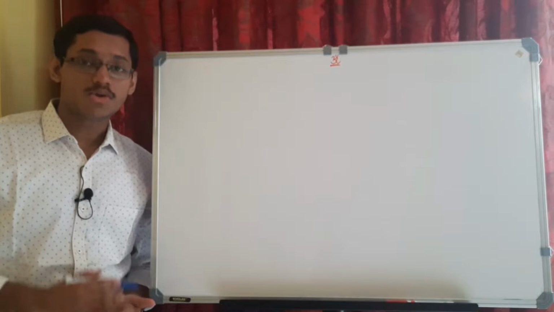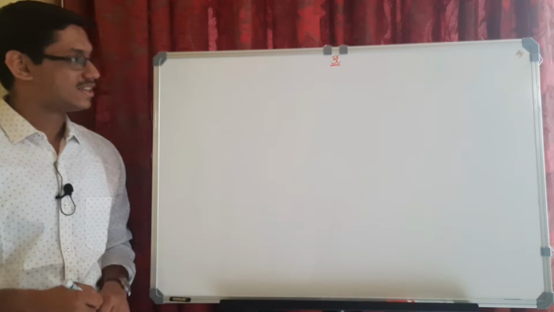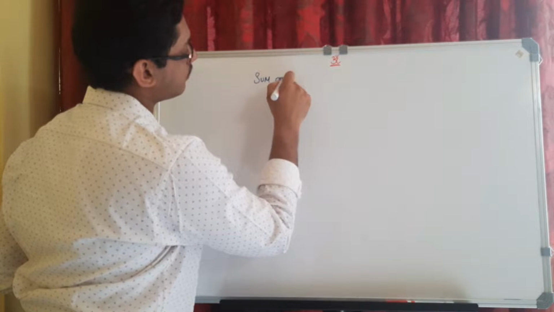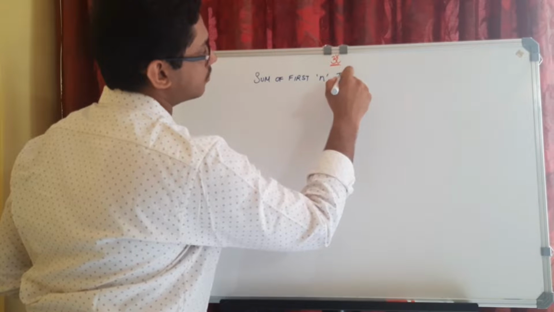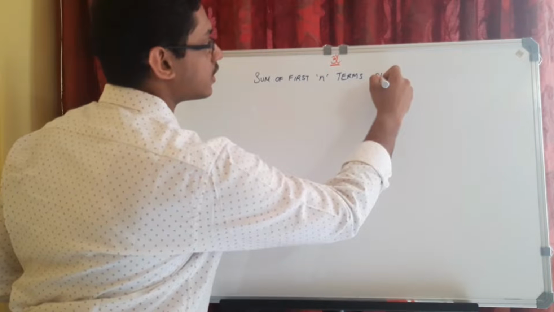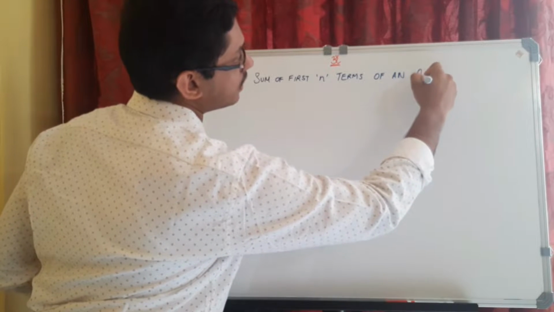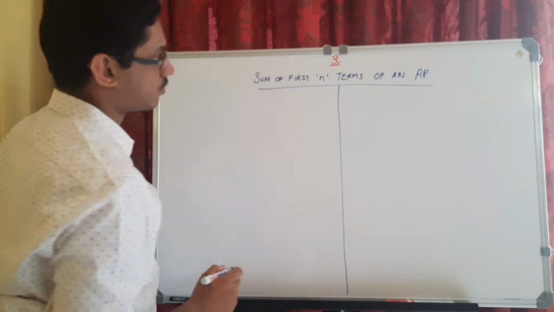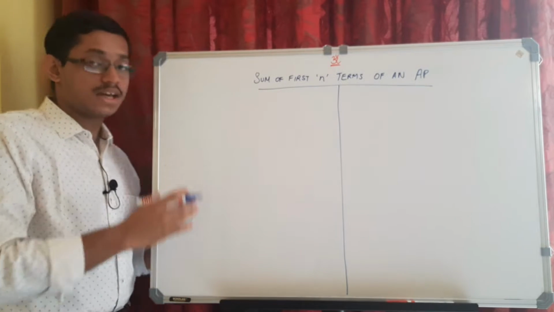Today we will see how to find the sum of the first n terms of an arithmetic progression. So let's start. Sum of first n terms of an AP. We will learn about geometric progression or GP later in class 11. Today and in class 10 we will learn about arithmetic progression, which is AP. So first let me write the formula, then we will see how to derive it.